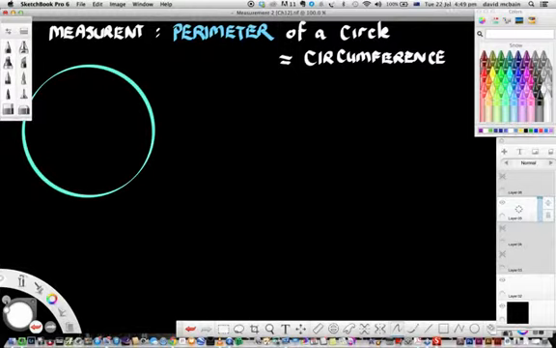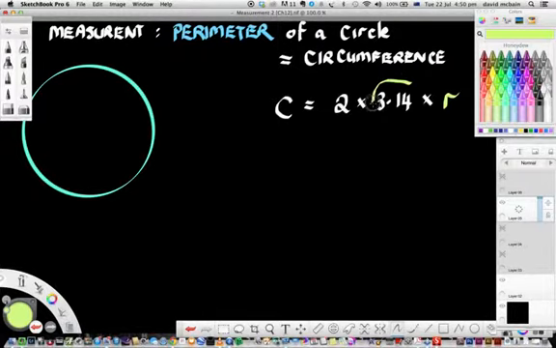And to calculate the circumference of the circle, there's a formula. And the formula is simply 2 times 3.14 times the radius of that circle.